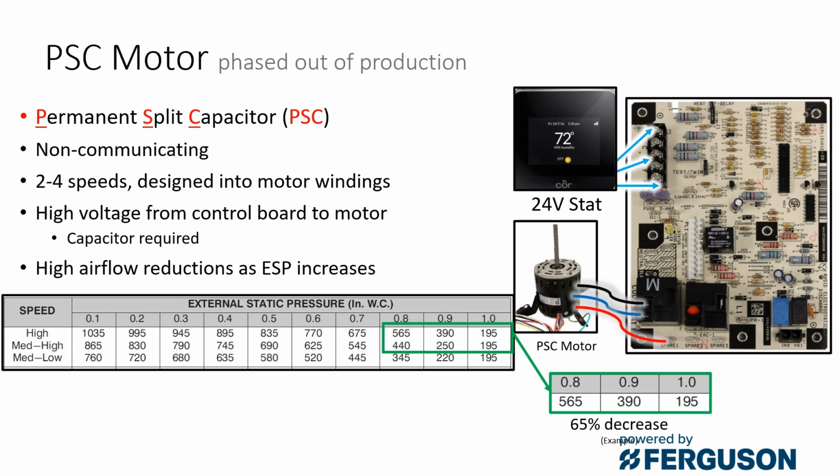You'll notice in this example that at a 0.5 static pressure, you have 835 CFM. As the static pressure increases, you start losing that CFM. So at an inch of water column, you have gone from 835 CFM to 195 CFM, which is a 65% decrease in the available CFM to that system.